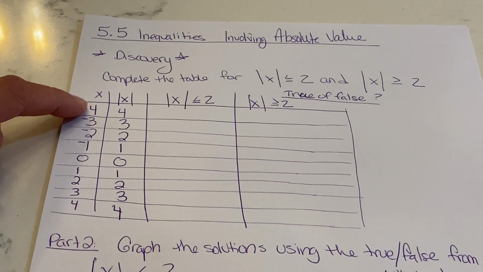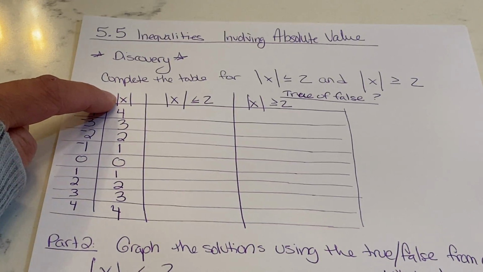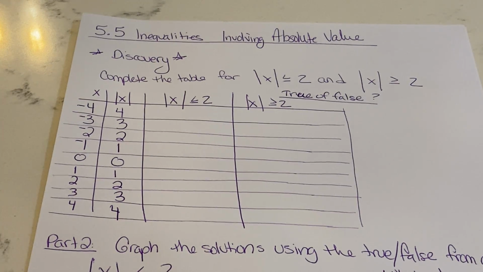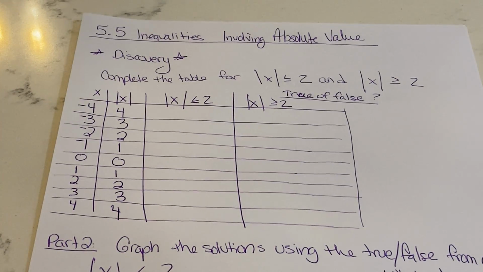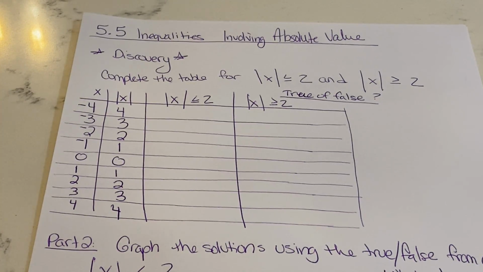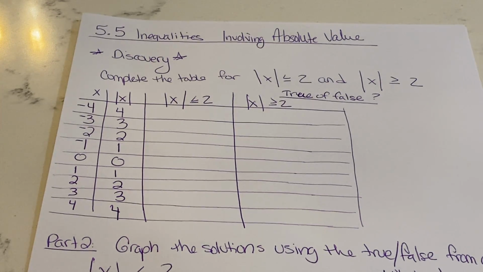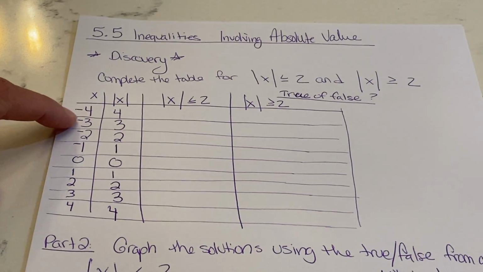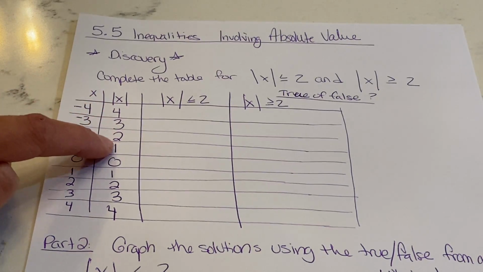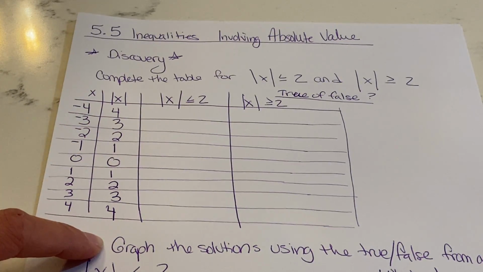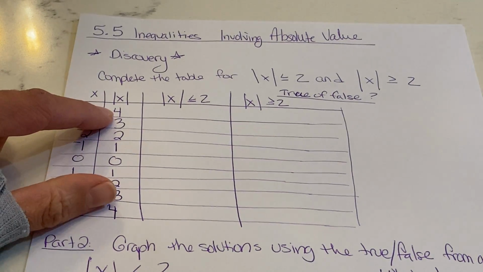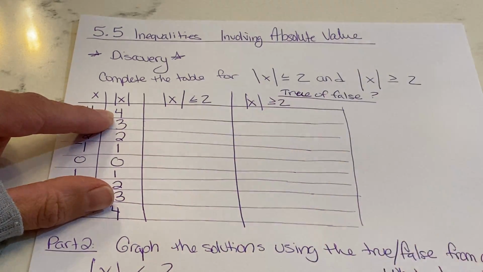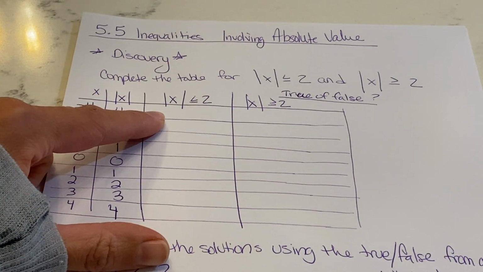Okay, when I plug in these values into this expression, absolute value of x, remember we learned earlier in the year that anytime I have an absolute value, my value is always positive because it represents the distance that number is from 0. So when I plug in all of these numbers, my answer should always be positive. Okay, so then I'm going to plug this value into here.